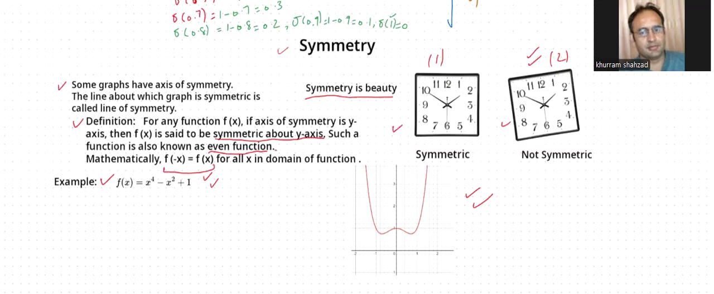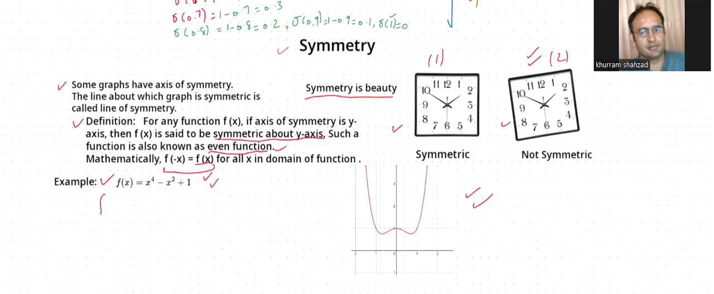So mathematically or theoretically, how can we check whether a graph is symmetric or even? If we replace x with minus x and you cannot see any change, so it is equal to f of x, then it means that this is an even function. Now we have this function, we will check whether it is an even function or not. How can we check this?